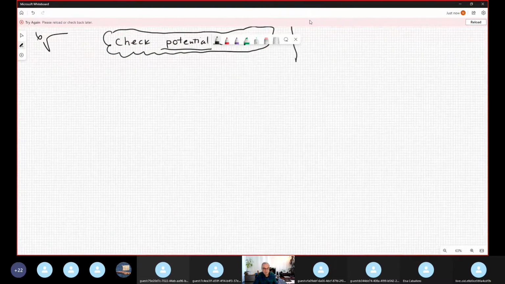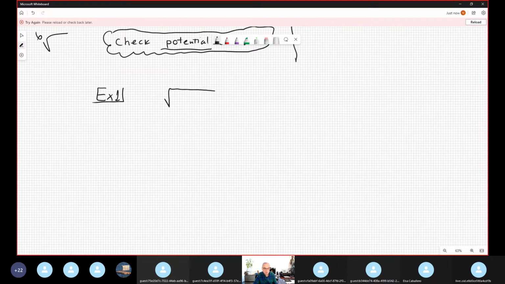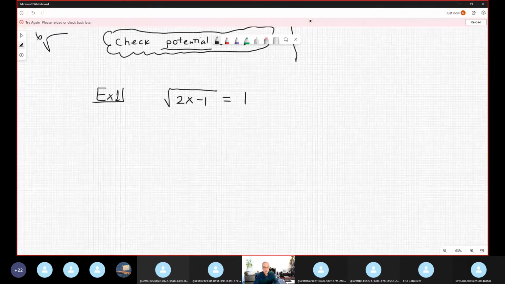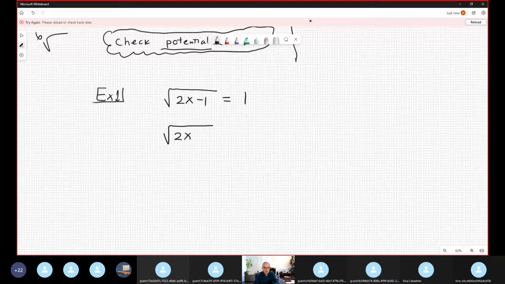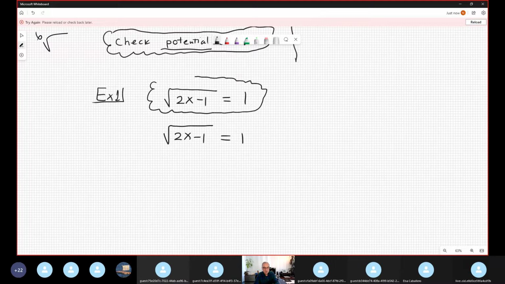Example 1. Example 1 always is easy, because it's the first. Suppose the square root of 2x minus 1 equals 1. Okay, my recommendation for the solution is that you rewrite the equation again, because I want to manipulate this equation, transform it, change it. But I reserve the original, waiting for the last moment of the checking. I don't touch this.